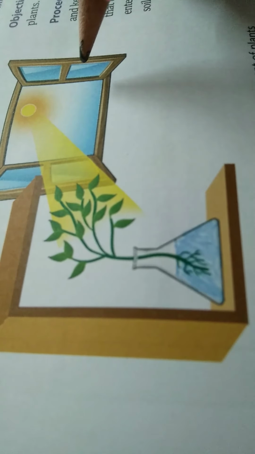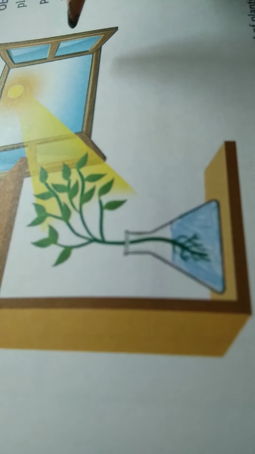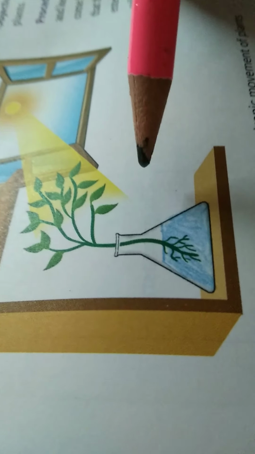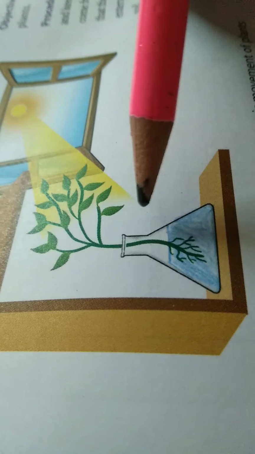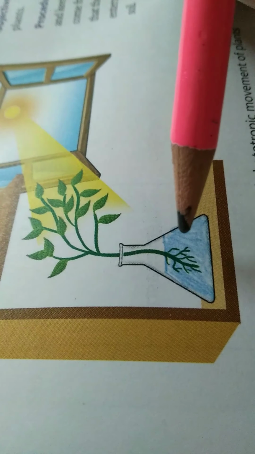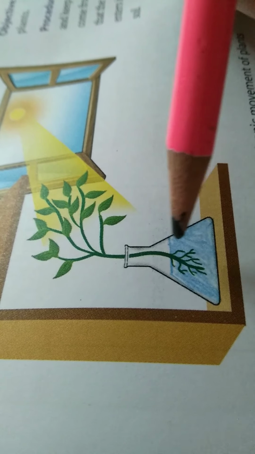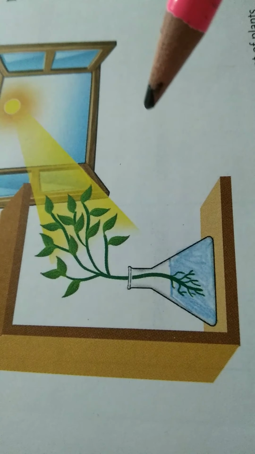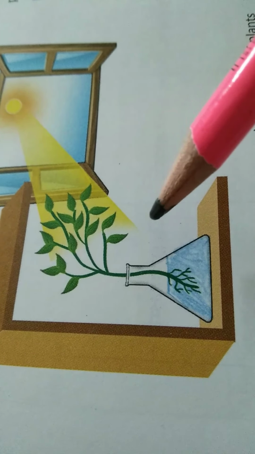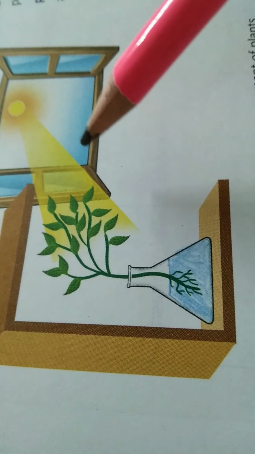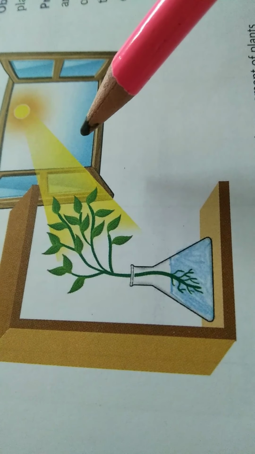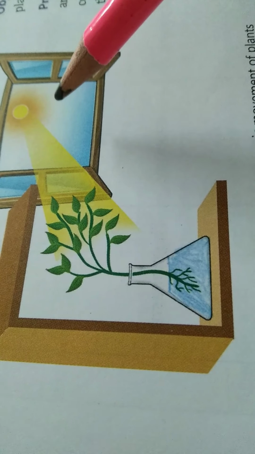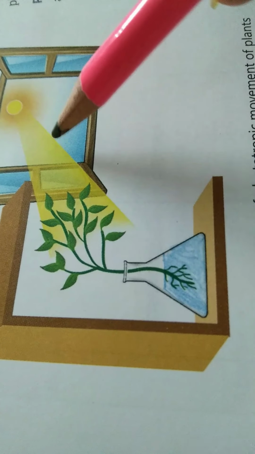See one experiment I am showing you over here. Take a conical flask, fill the flask with water, insert the plant into the flask so that the stem remains outside the flask and the root remains inside. Place the flask at a place where it gets the light from one side, only from one side.